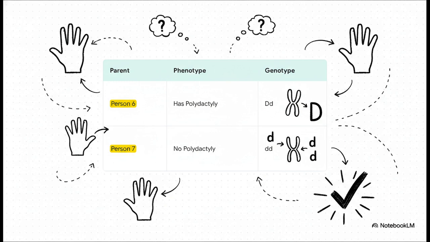Person 7 is unaffected, so his genotype is easy. It's got to be 2 recessive alleles, small d. Person 6 is a little trickier. We know she has polydactyly, so she has at least one big D.